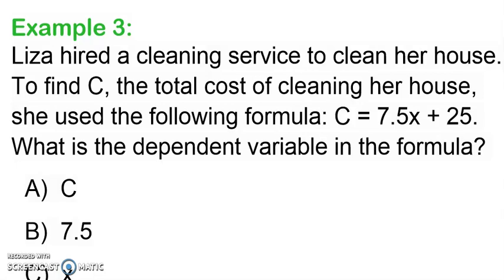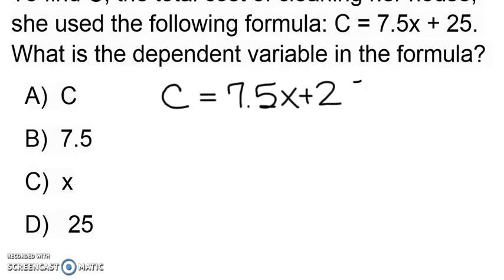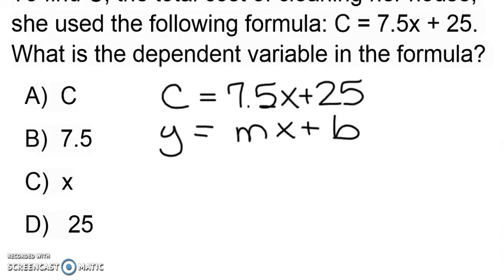Example 3. Liza hired a cleaning service to clean her house. To find C, the total cost of cleaning her house, she used the following formula: C equals 7.5x plus 25. What is the dependent variable in this formula? So this is multiple choice, so this makes it kind of easy for us. I'm going to take the function that they gave us, and just like before, I'm going to match it up with y equals mx plus b.